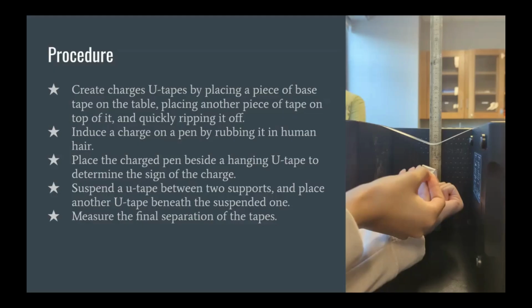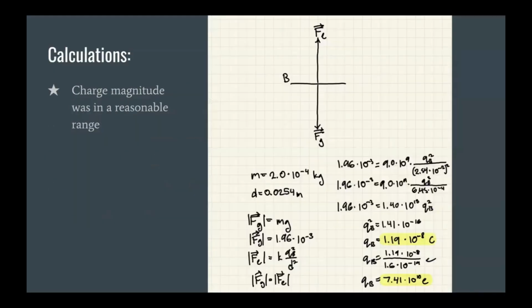Then we also suspended a piece of tape between two supports and placed another piece of tape beneath the suspended one. And then we measured the final separation of the two tapes. Just all trying to figure out the charges of the tapes.